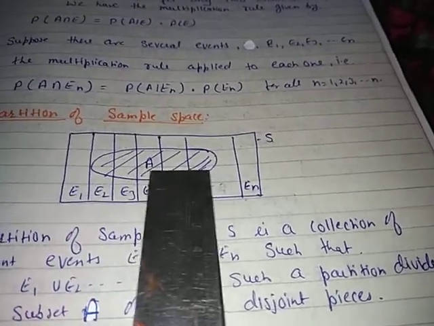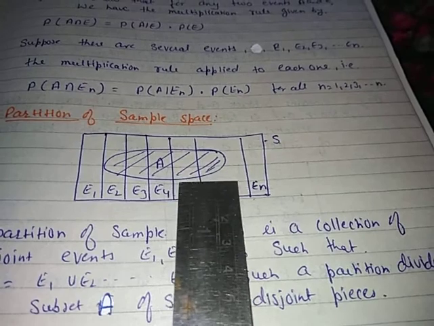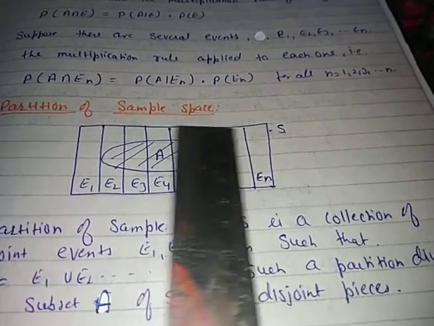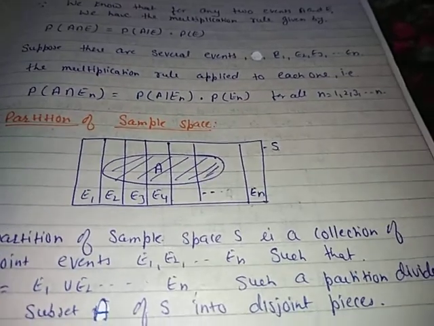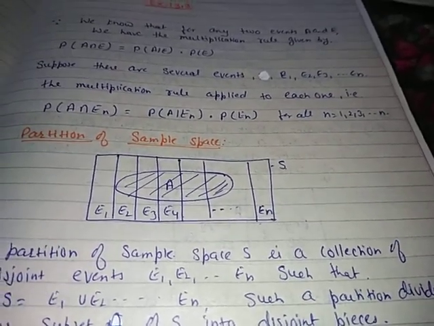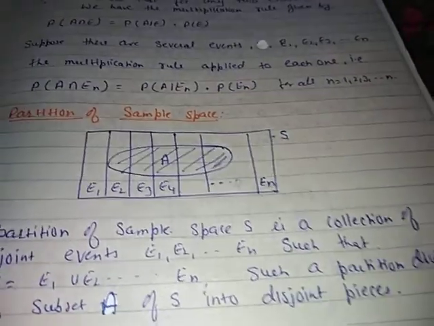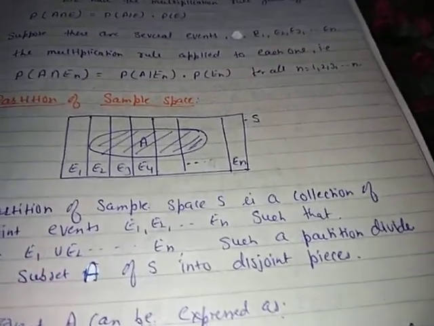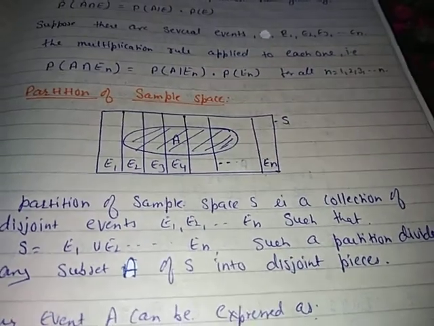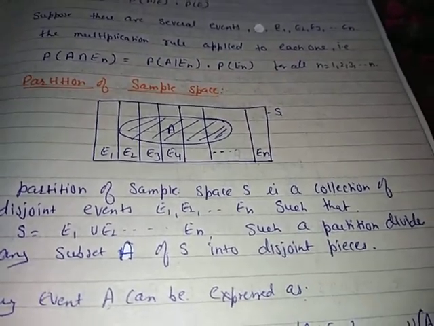That common event is A, and that can be found by P of E1 into A by E1, plus P of E2 into A by E2, ... P of En into A by En. This is your total multiplication law. To find the probability of the common event, we add the total options. This is called the total multiplication law.